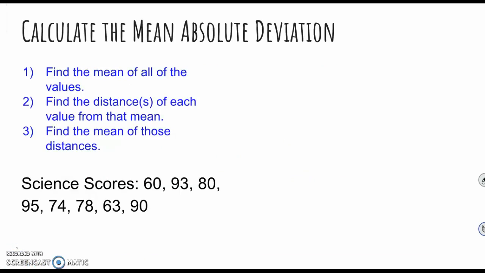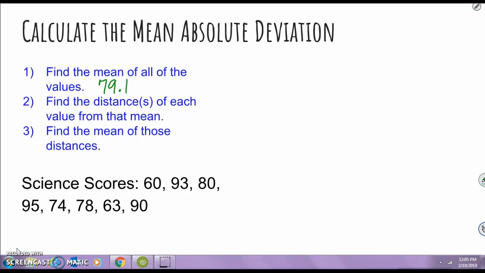Finally, we are going to calculate the mean absolute deviation. The first step is to find the mean of all of the values. If you recall, the mean of our data set was 79 and 1/10. Step number 2 is we find the distance or the difference of each value from that mean. Now remember, when calculating distance, we are looking at absolute value.